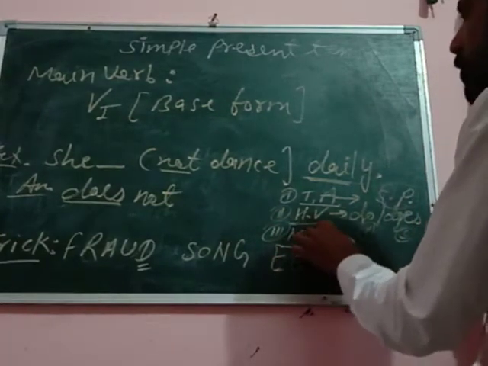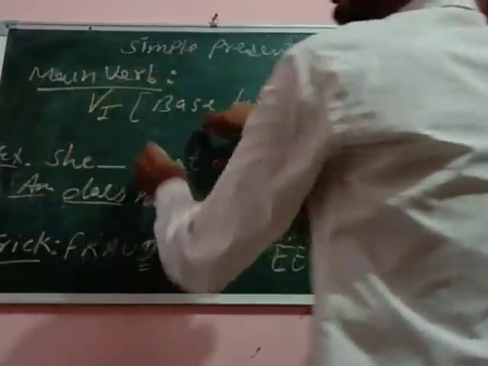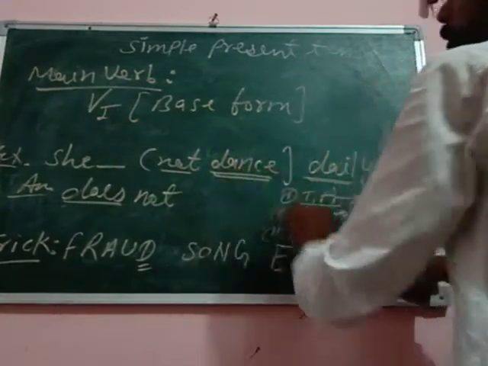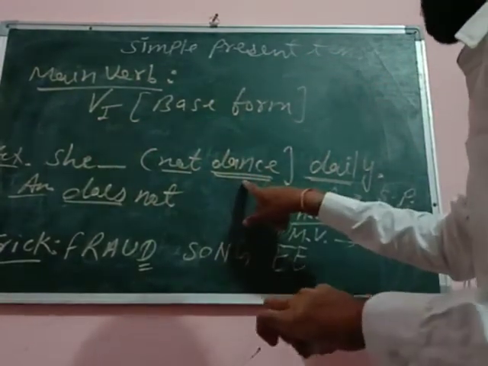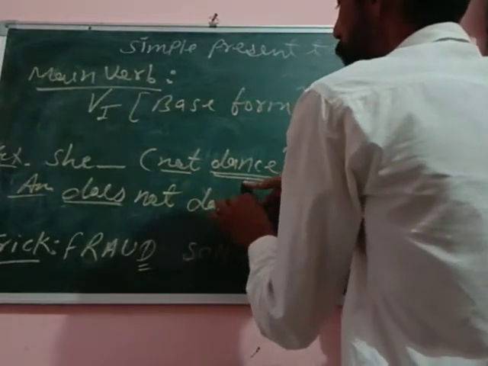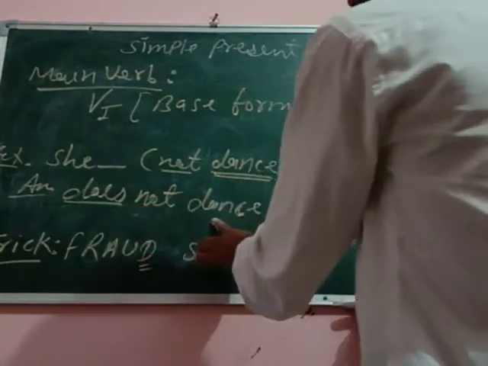And which main verb is used in negative and interrogative sentence? We have discussed it. In negative and interrogative sentences we use first form of main verb, and in brackets we always find first form of main verb. So the first form of dance is dance itself. So the answer of this question is does not dance.